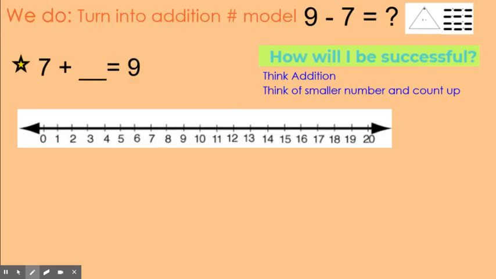So we know that when we are given a subtraction problem, we have two choices. We can think addition or we can think subtraction. Okay, we're going to do thinking addition first. So instead of saying 9 minus 7, we're turning it into an addition problem and thinking 7 plus what would equal 9. So when you think addition, you're going to think of the smaller number and count up. So my smaller number is 7. So what should I do on my number line? I should circle the 7.